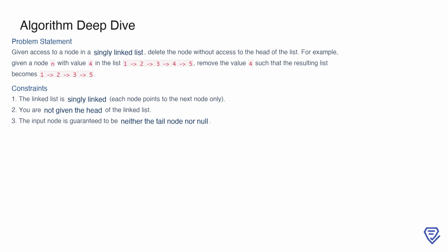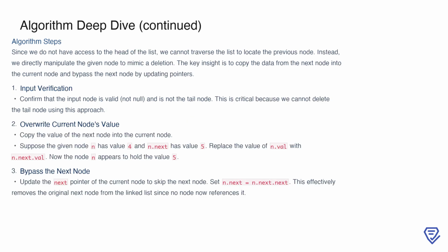A few constraints are critical here. The linked list is singly linked, meaning each node only points to the next node, and the input node is guaranteed to be neither null nor the tail node. This ensures that the next node always exists, which is essential for our approach to work. Since we don't have access to the head of the list, we cannot traverse it to find the previous node for traditional deletion. Instead, we directly manipulate the given node to mimic the deletion by focusing on its value and pointer.